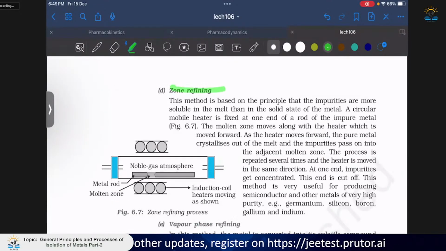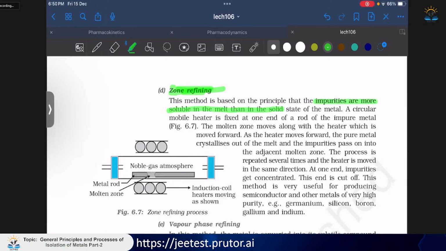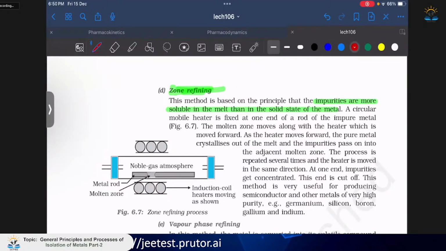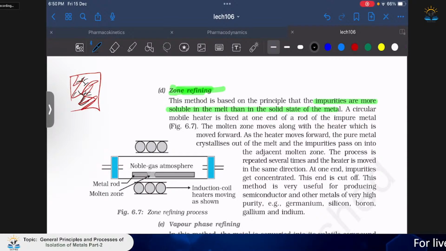Next, zone refining. This is also a really frequently asked question. What happens here is impurities are more soluble in the melt than in the solid state. So if there is a melted metal, impurities will be dissolved very easily. But if you have a solid metal, impurities will not be able to dissolve. So impurities will be separated. If you give impurities a choice, they will choose the melted form to get dissolved.